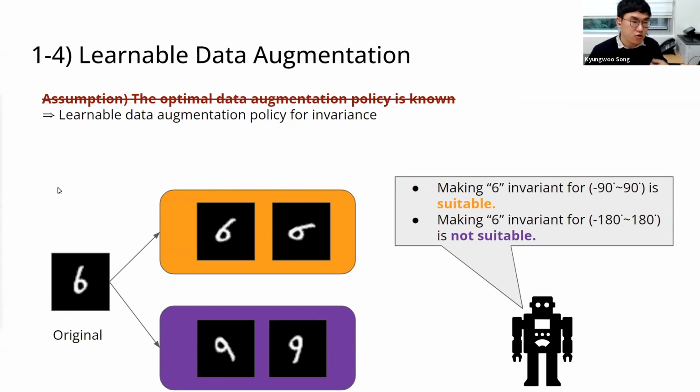Let's imagine more realistic settings. Even though we can augment the dataset, such as by rotation, the optimal rotation angle might be unknown. We know that the suitable rotation angle for digit 6 is from -90 degrees to +90 degrees. When we rotate the digit 6 image 180 degrees, the image is transformed to digit 9, not 6. How can we let the machine know the optimal data augmentation policy automatically?